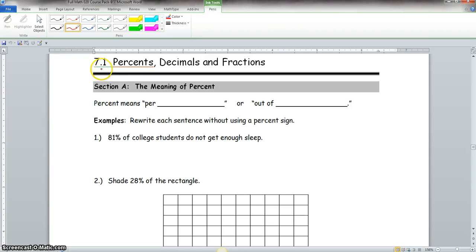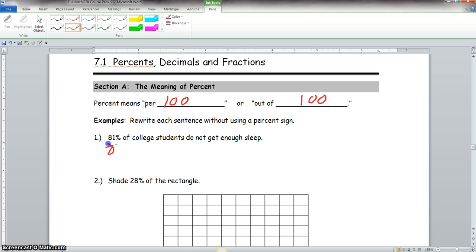Okay, class, let's take a look at 7.1, decimals and fractions. The meaning of percent. Percent means per 100 or out of 100. Rewrite each sentence without using a percent sign. 81% of college students do not get enough sleep.